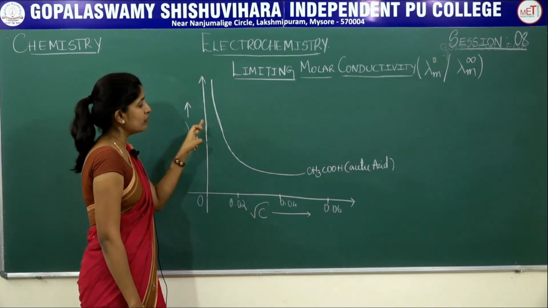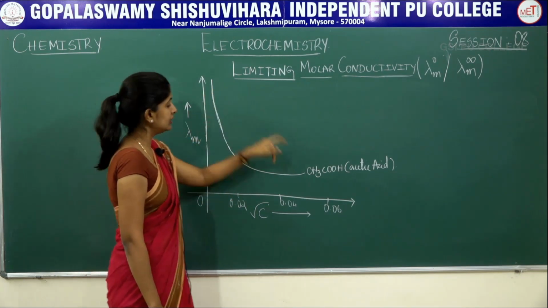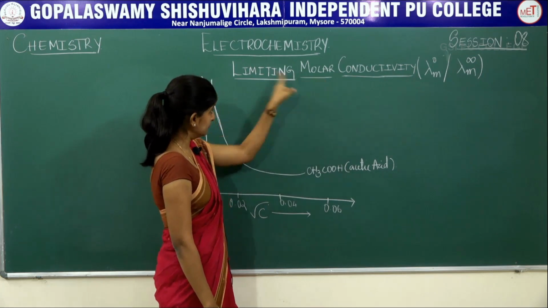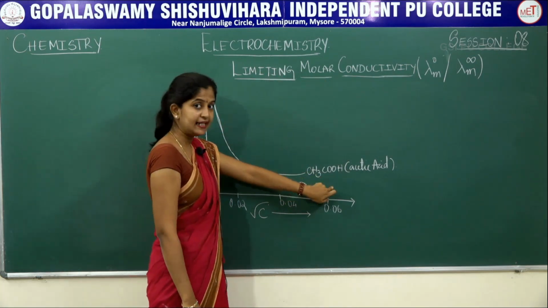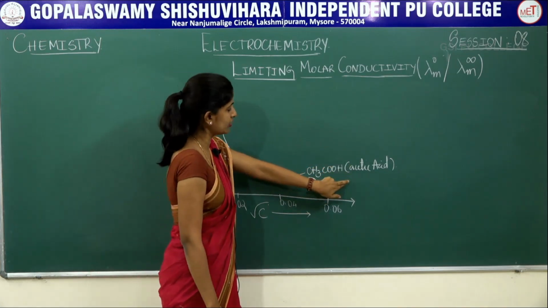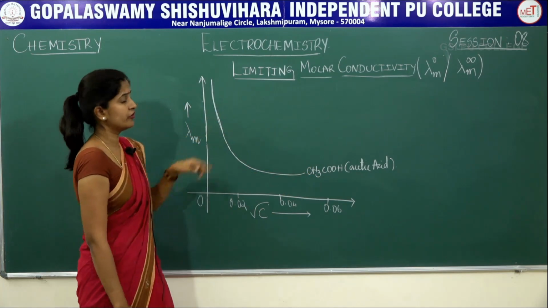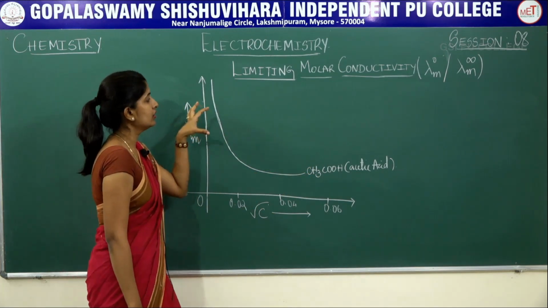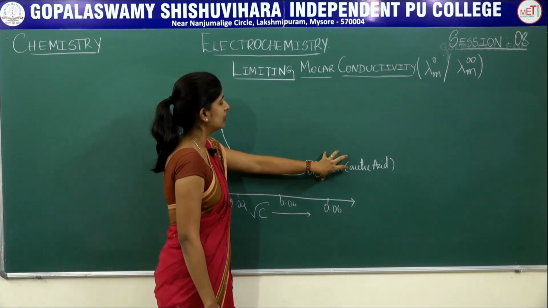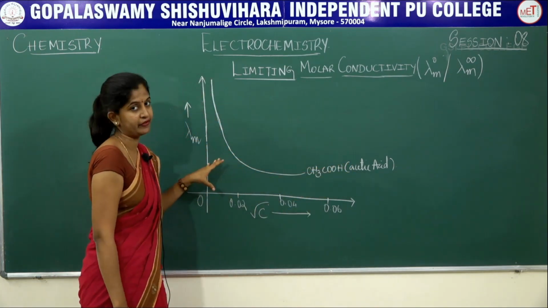As a result, one of the applications of Kohlrausch's law is determining the limiting molar conductivity of acetic acid, that is, of weak electrolytes, from strong electrolytes. So that's one of the important things wherein you are calculating the limiting molar conductivity of weak electrolytes, which cannot be done through this graphical method.